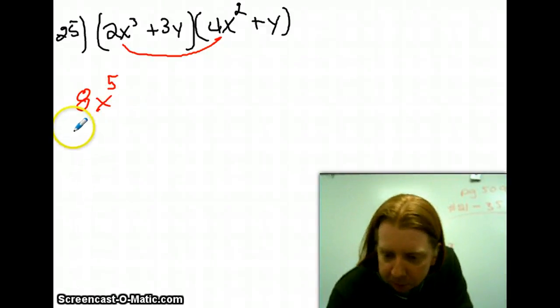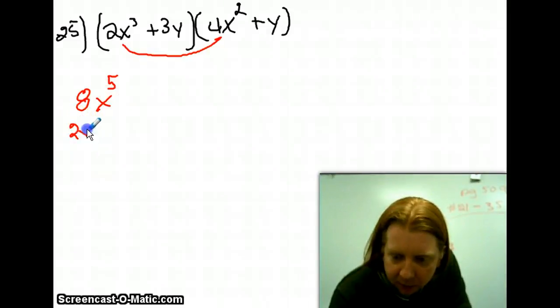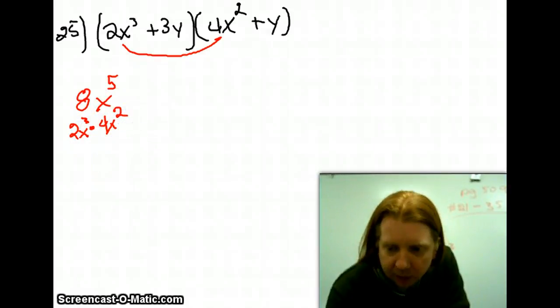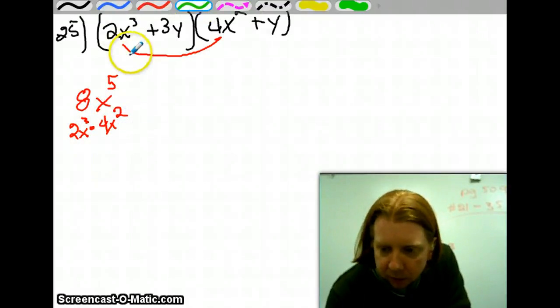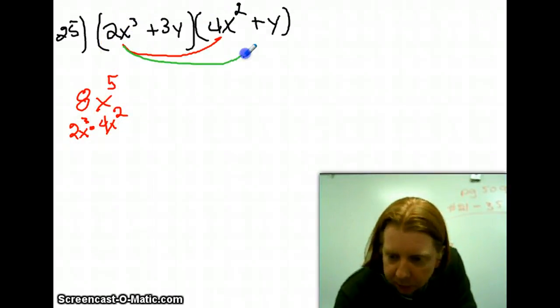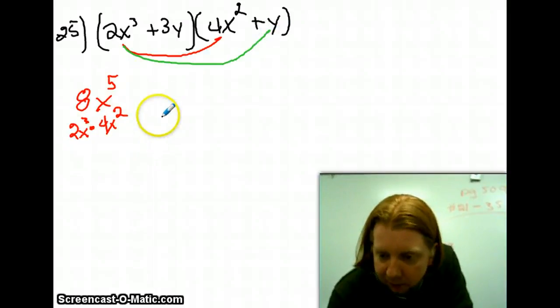And I'm going to write this below it just so we're all on the same page. 2x to the 3rd times 4x squared. That's where that came from. Switch colors out. Go ahead and we'll do this one now. This one at least isn't so bad.